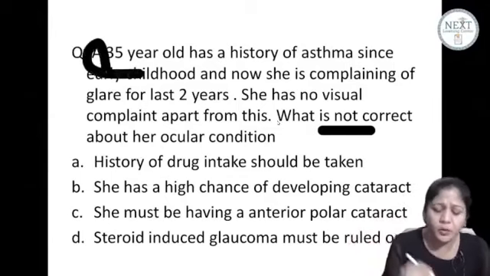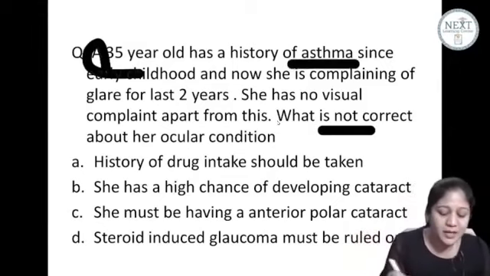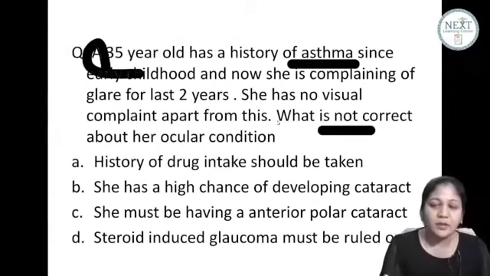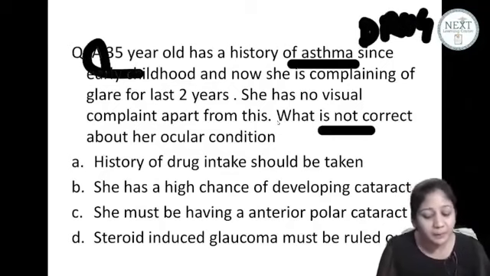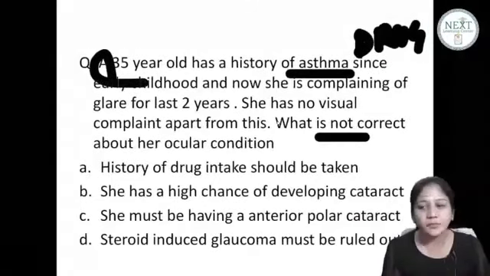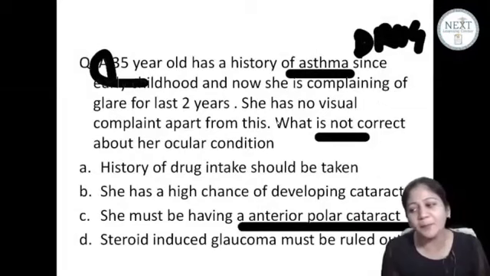Now, 35-year-old patient में आपको cataract होता है? 35-year-old patient में cataract? Yes, it can happen because he has a history of childhood asthma. So guys, if there's childhood asthma, what can happen? He must have used drugs. Which drugs? Steroids. He might have used steroids here, isn't it? So if he has used steroids, what kind of cataract he may have? He may have a posterior subcapsular cataract.